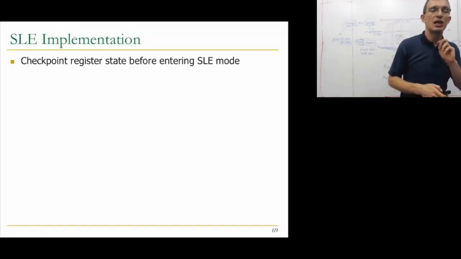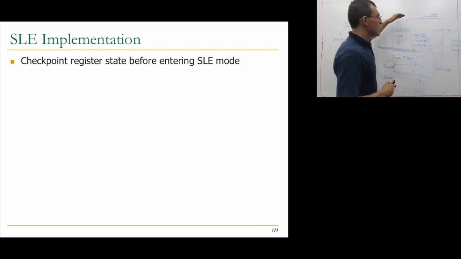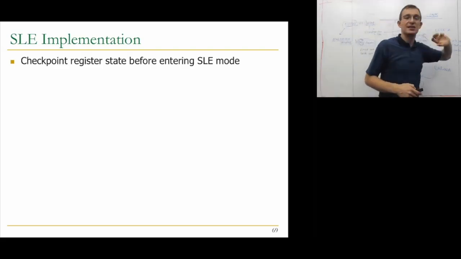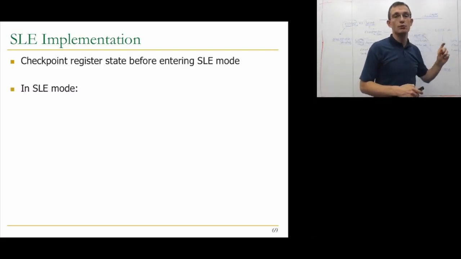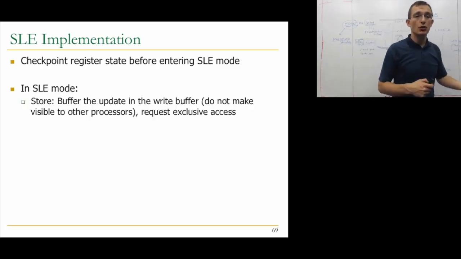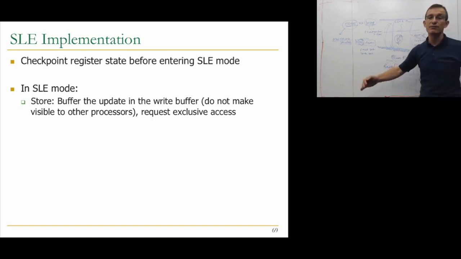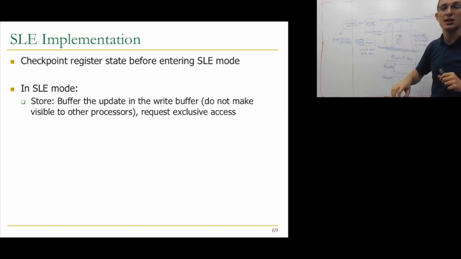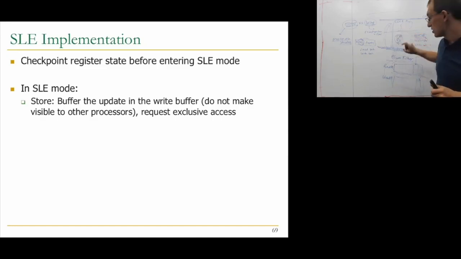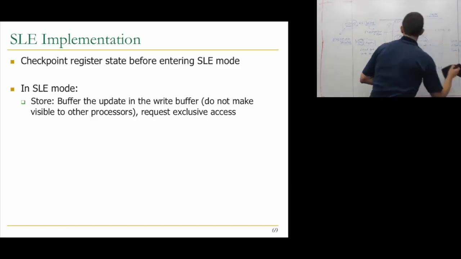I'm not going to go into a lot of detail on SLE implementation, but basically the processor checkpoints the register state before entering speculative lock elision mode, and decides to enter speculative lock elision mode by detecting the lock. In speculative lock elision mode, if there's a store in the critical section, the processor buffers the updates in the write buffer, in the store buffer, and doesn't make them visible to all other processors, but requests exclusive access for that particular cache block that it's trying to store to, right? That's the idea.